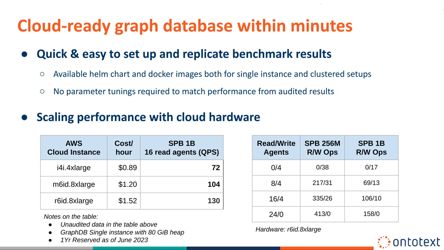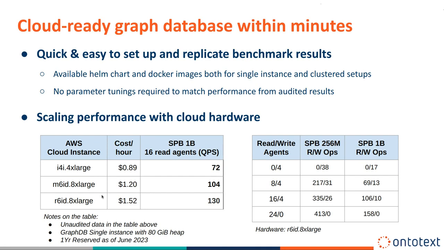So in terms of the actual benchmark results, you can see here we have 2 extracts. The first one is based on 3 various AWS machines. The first one, the I4I, is the smallest machine, M6ID is larger, and R6ID 8X large is the largest of the three machines, and it is the one on which we actually audited all of our results.